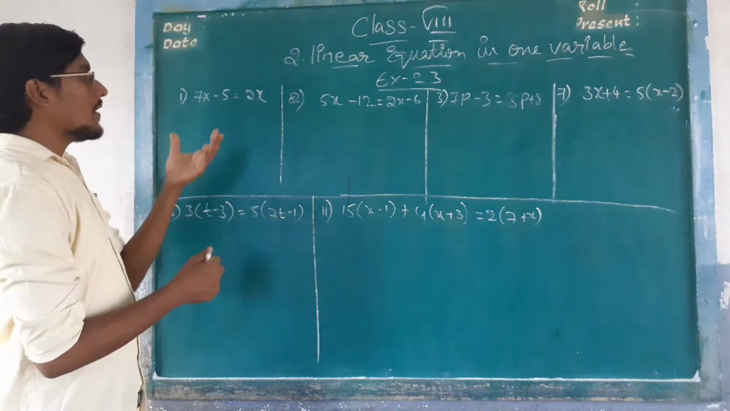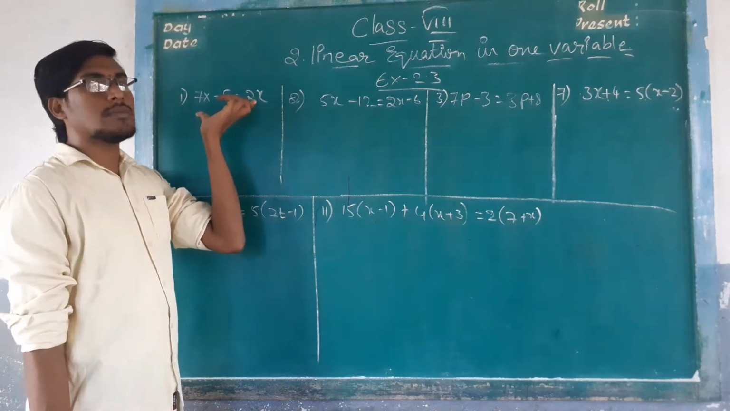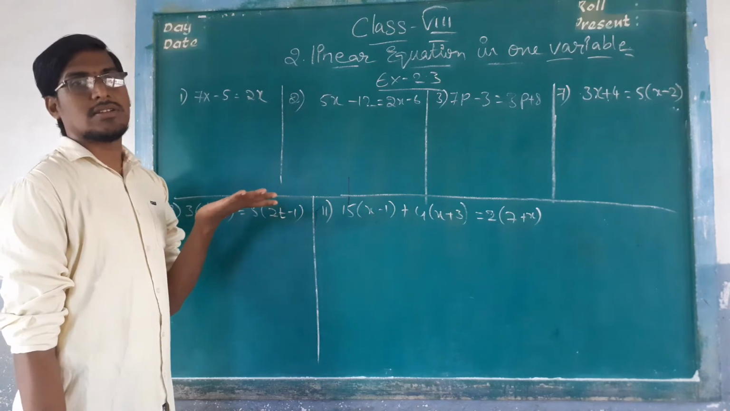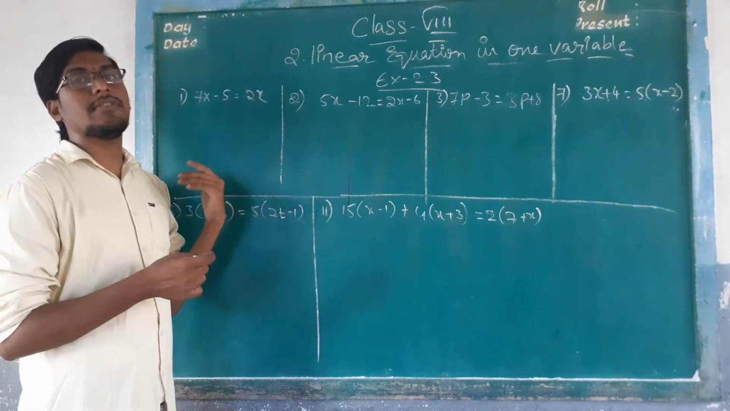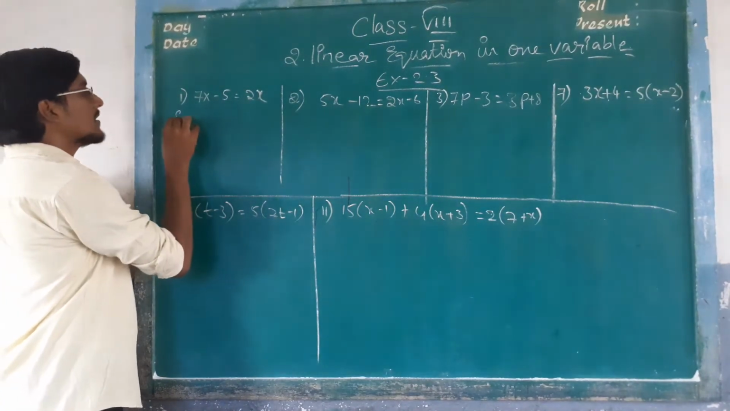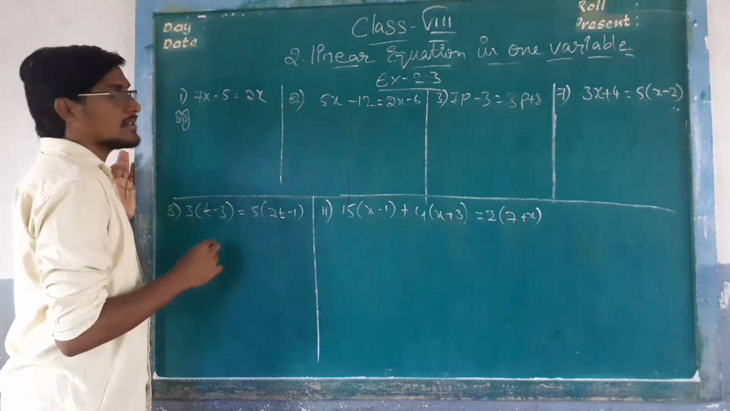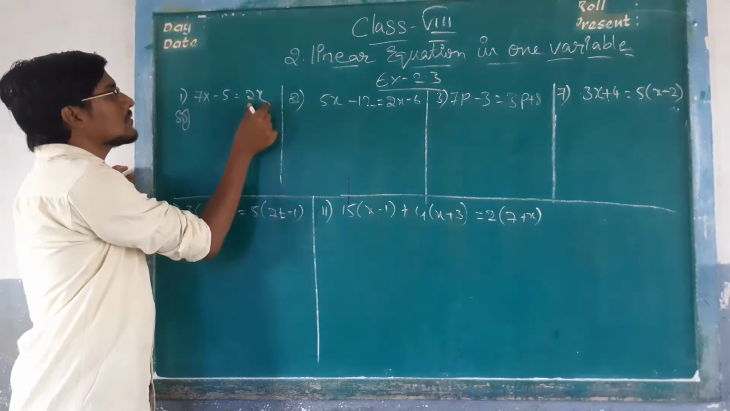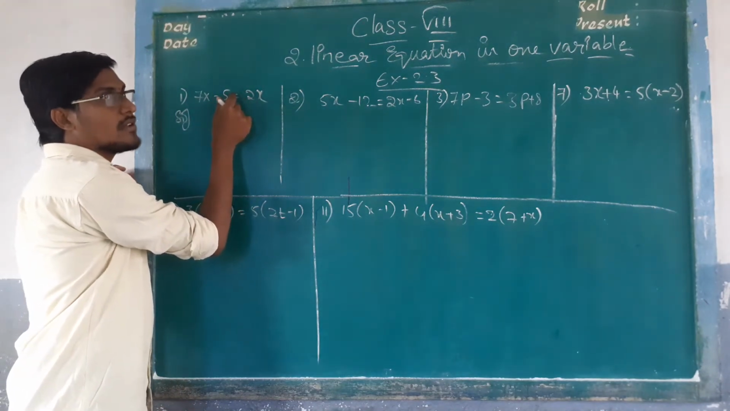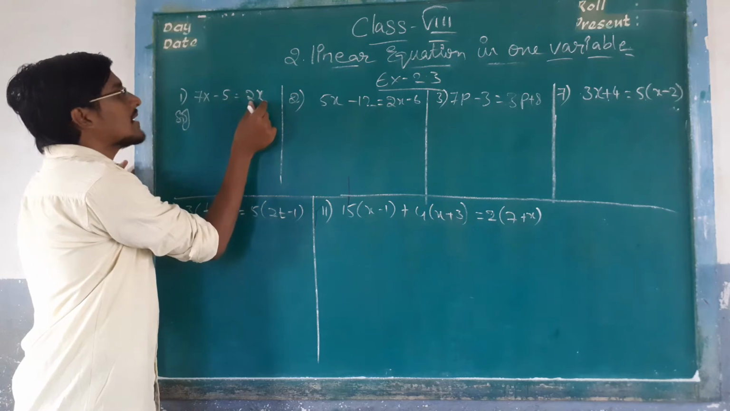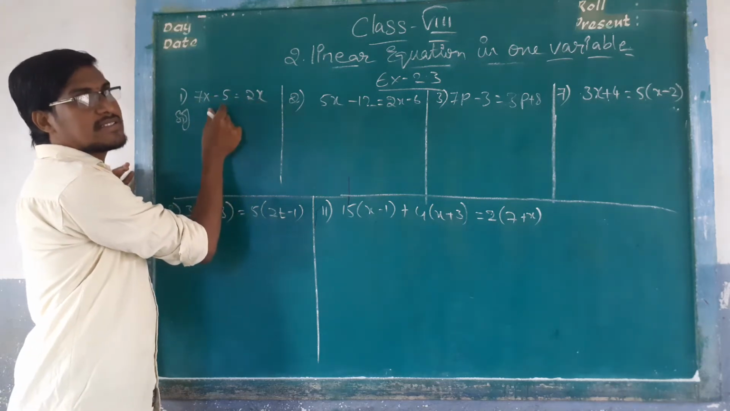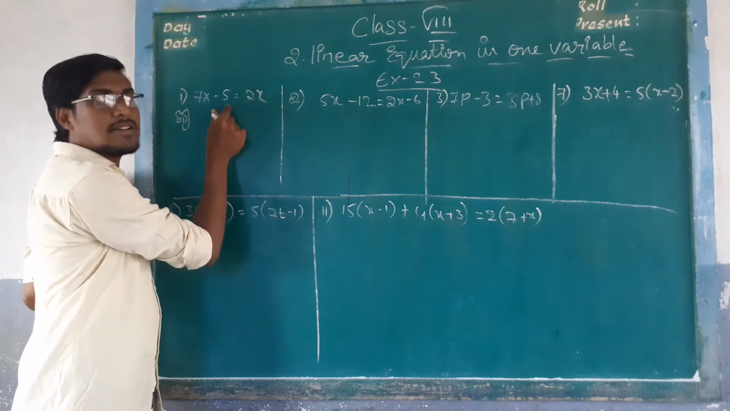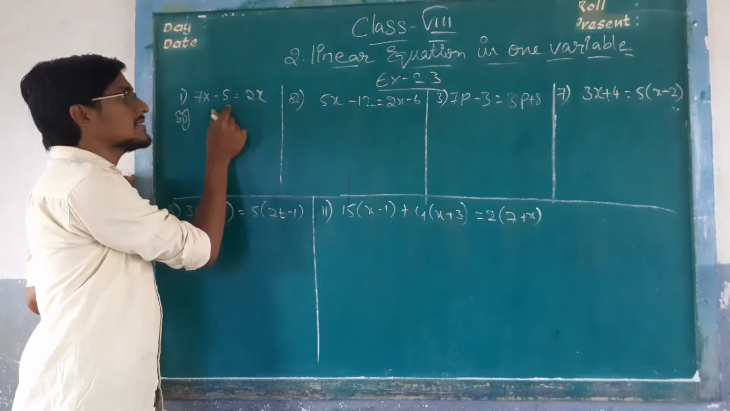So what do we have to do? First of all, we have to put the variables on one side and the constant terms on the other side, so we can calculate the variable easily. So first one, 7x minus 5 equal to 2x. 7x is a variable, 2x is a variable, minus 5 is a constant value. So move this 2x variable to the left hand side. It is a positive 2x, and when it moves to the left hand side it becomes a negative value, that is minus 2x.